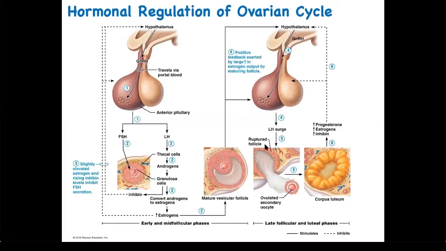Therefore, there are two events that occur in response to the surge in LH. The primary oocyte completes meiosis I, giving rise to a secondary oocyte that begins meiosis II, and ovulation occurs.